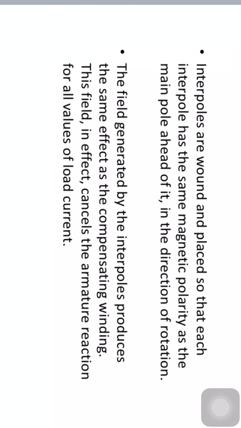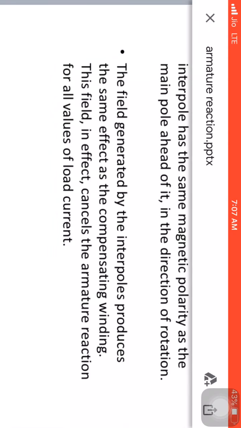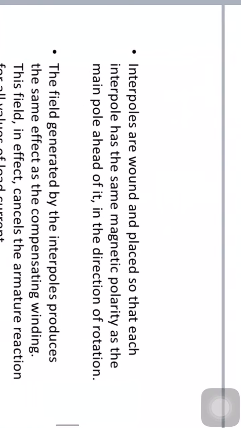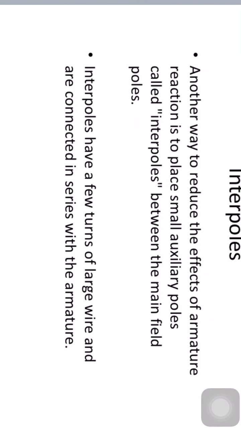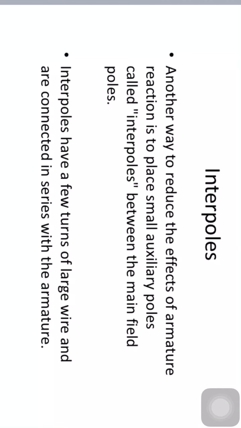To reduce the effect of armature reaction and self-induction, interpoles are connected in series with the armature winding so that the armature current changes the flux due to interpoles accordingly in DC machines. So interpoles have a few turns of large wire and are connected in series with the armature.